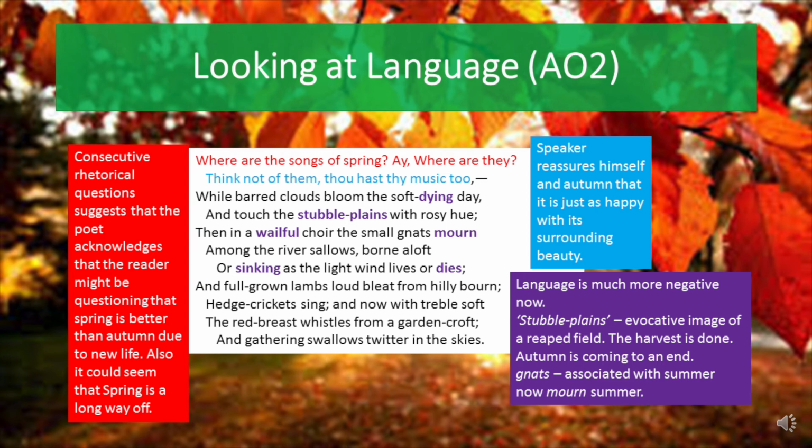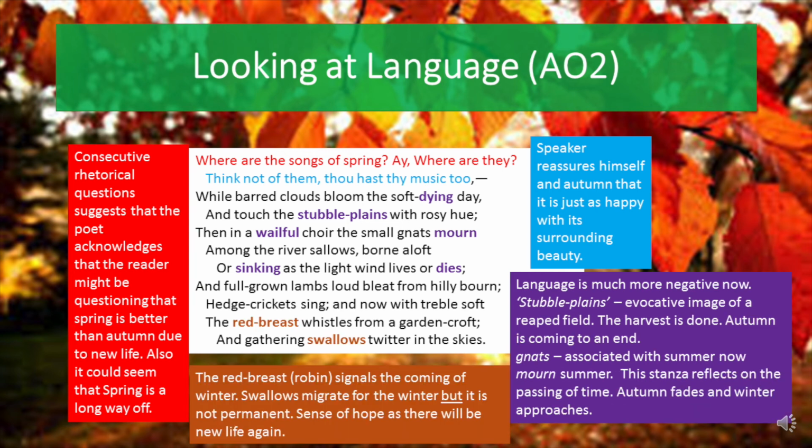The idea of gnats, you know, little midges, you know, associated with summer. We do associate with summer, don't we? Now they mourn summer because they've got nothing there now to feed from. So even they are mourning the idea that autumn is here and summer has gone. But autumn is also coming to an end as well. We need to remember what he's trying to say here.